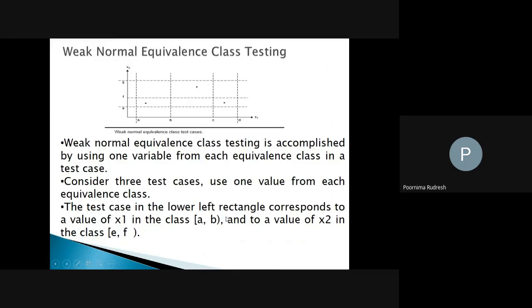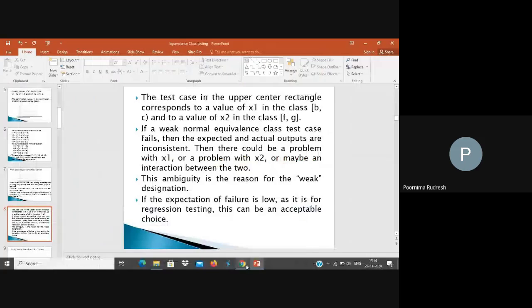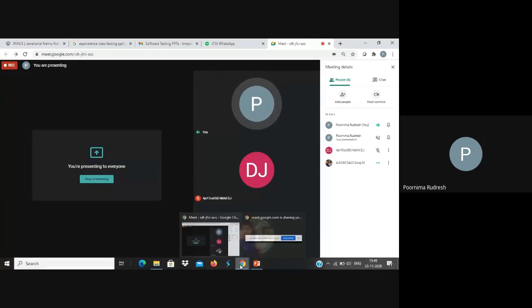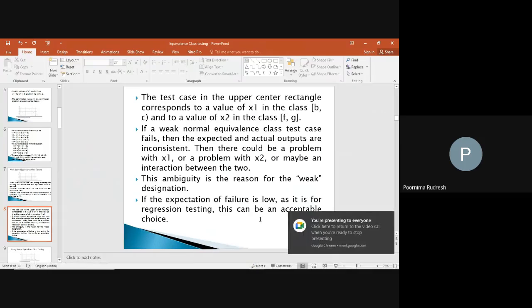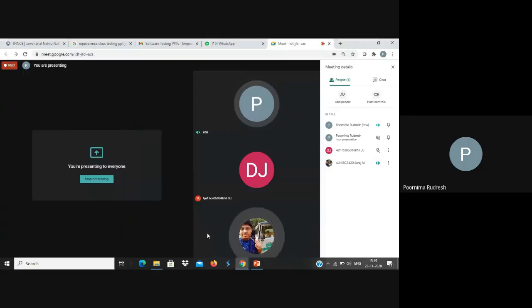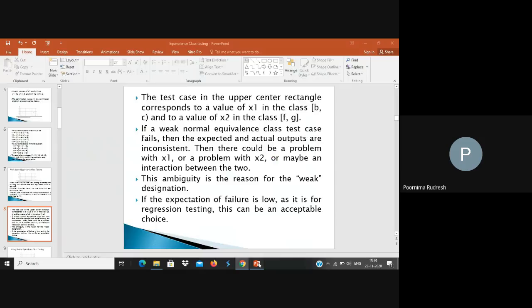Okay, understood. Weak normal equivalence test cases. Any doubt in this? Yes, Suraj? No, ma'am. Okay. Understood, right? Weak normal equivalence class testing, that you understood, right? Any doubt? Yes, ma'am. One more, Nikhil. Nikhil, any doubt? Okay, next we'll move on to the strong normal equivalence class testing. Next one is the strong normal.